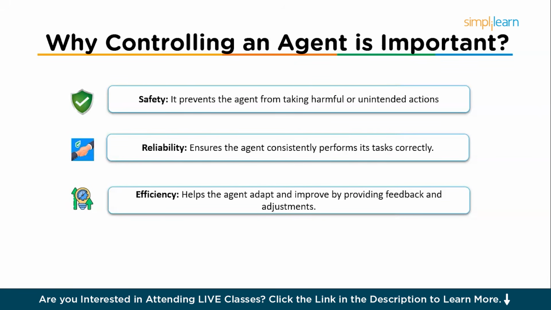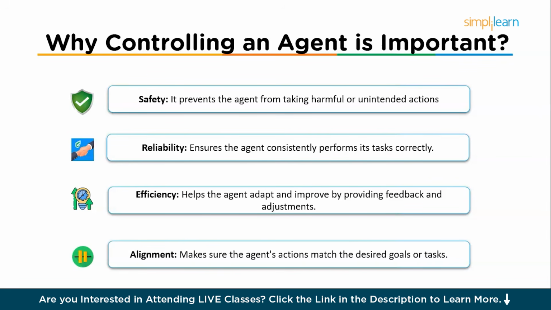Now moving on, we have alignment. Make sure the agent's actions match the desired goal or task. So this process of controlling an agent is crucial for maintaining order, safety, and efficiency in systems that operate autonomously. So now let's see all this in action and in practice.